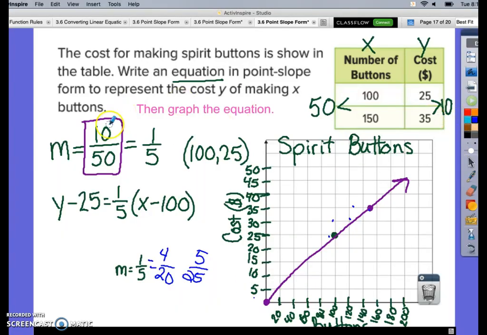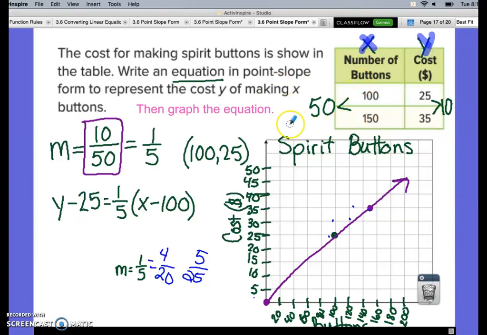Highlighter. When we have a word problem and you're given a table, a few things you have to remember. The first one is your x, if it's not labeled. Second one is your y. It only gives you a table, it gives you 2 points, so you can find the slope.